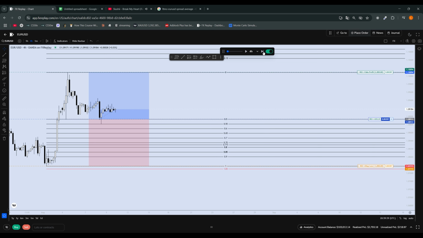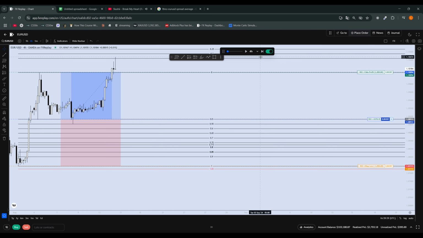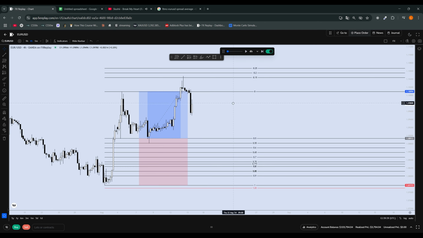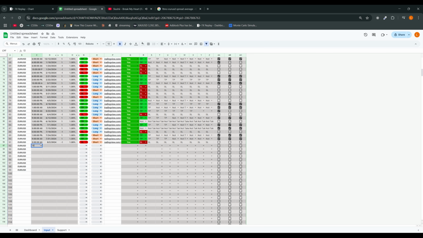Okay, a lot of indecisiveness. We have first take profit, second take profit, and then I will keep into account this level right here, the 8th of August, 1 p.m. I will journal this one too.